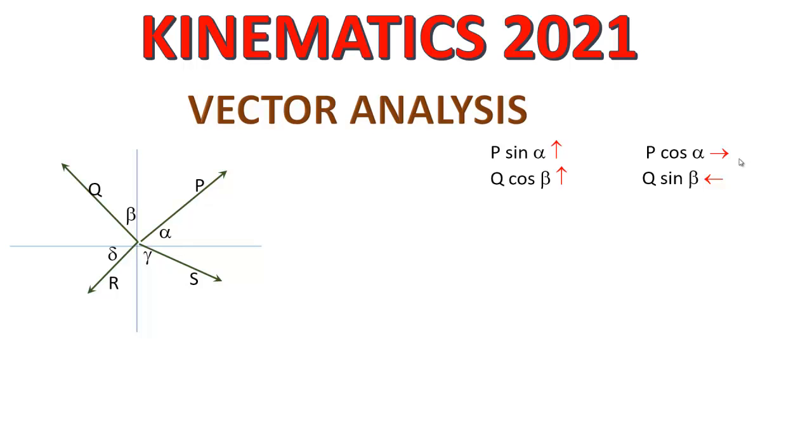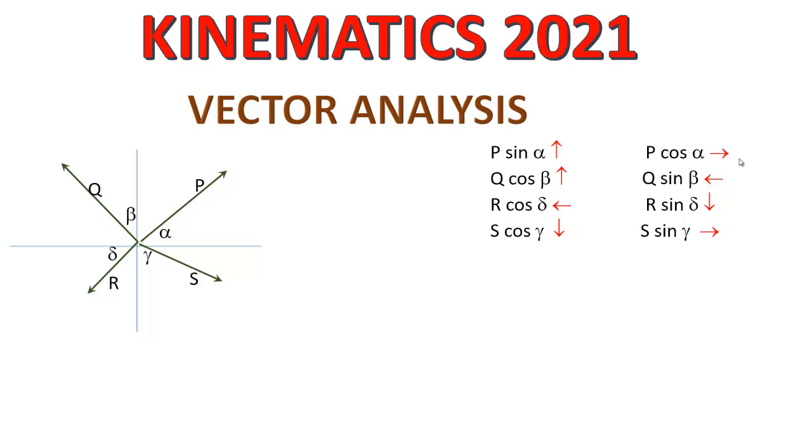I'll give you 1 minute to do it. See the angle first of all, and then see whether it should be horizontal or vertical, cos or sine. Please do write it. If you have written, I am going to give the answers. Please see. This is R cos delta, left side. R sin delta, downward. S cos gamma downward, S sin gamma rightward.